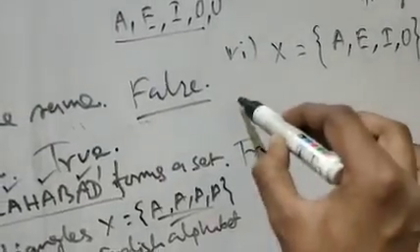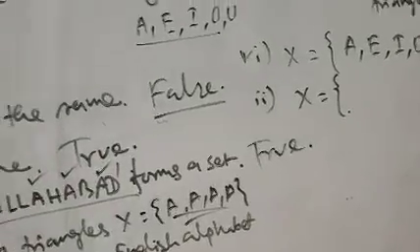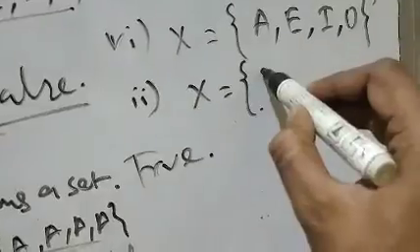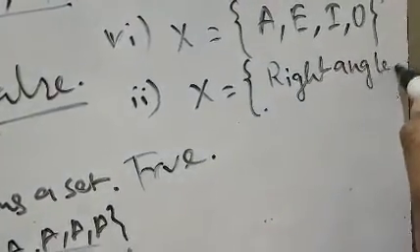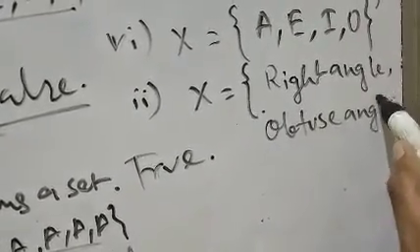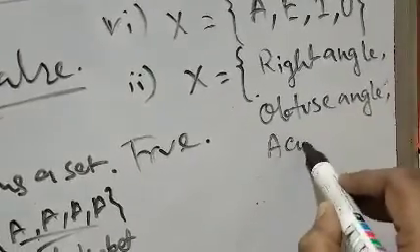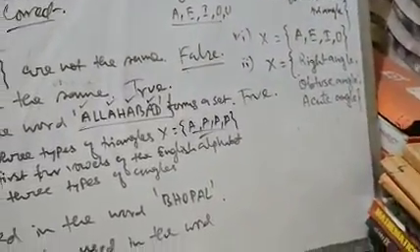Next, the 3 types of angles. Suppose the set is X. We have to write 3 types of angles. First one, say right angle. Next one, suppose obtuse angle. Next one, say acute angle. So we write the 3 types of angles and put them in curly brackets. So this is the formation of a set.